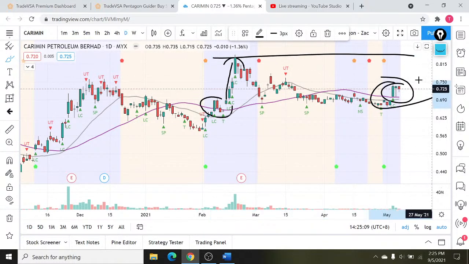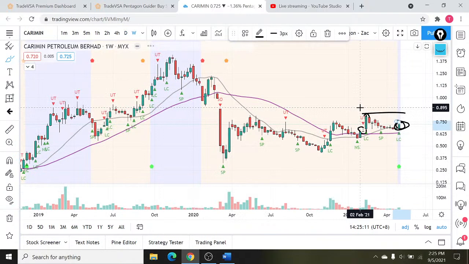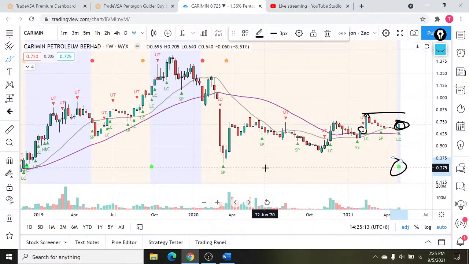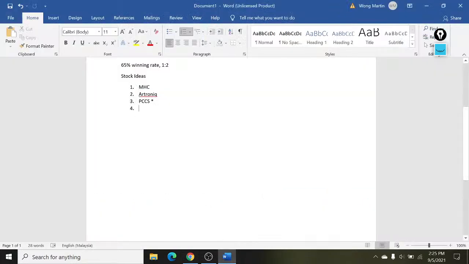Here is also, I think, a slightly better closing. Yes, it turns to green pentagons. Carimin turns to green pentagon. I think Hibiscus had a slightly weak closing, that's why it doesn't turn to green pentagon in the end. But the Carimin weekly chart turns to green pentagon. Again, not so sure, but just monitor first, y'all.